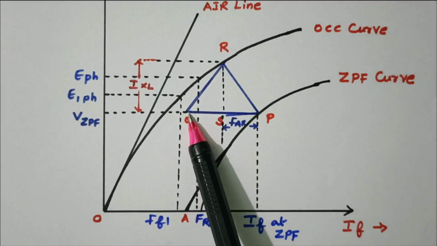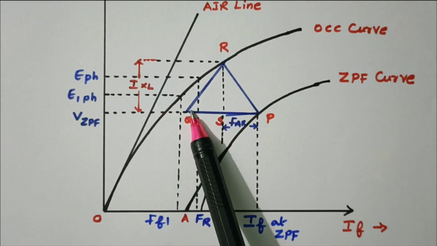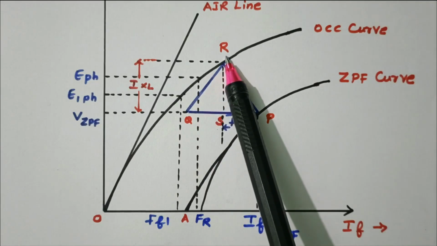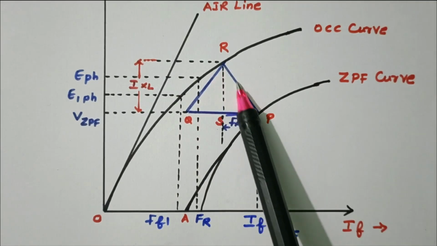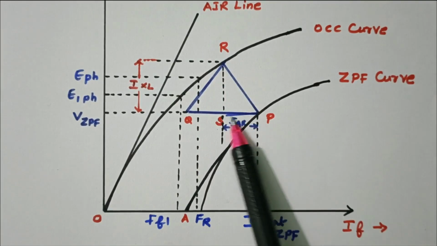OA value is equal to PQ. From Q, draw the line parallel to the AR line where it meets the OCC curve, that will give R. Now connect P and R. Now we'll get the triangle.